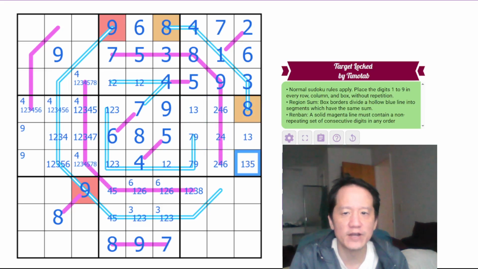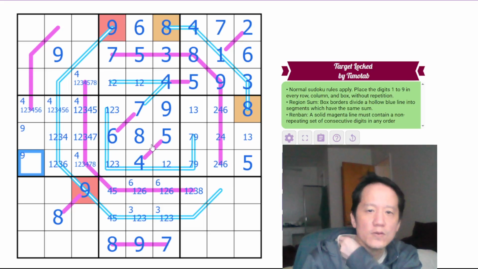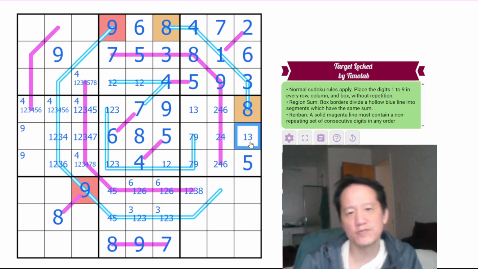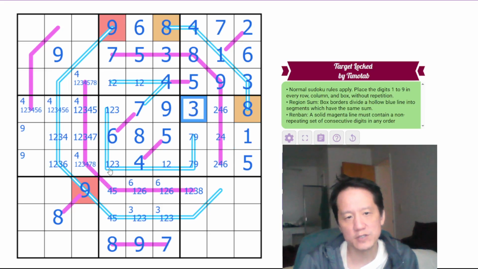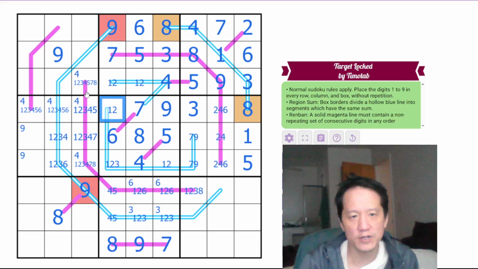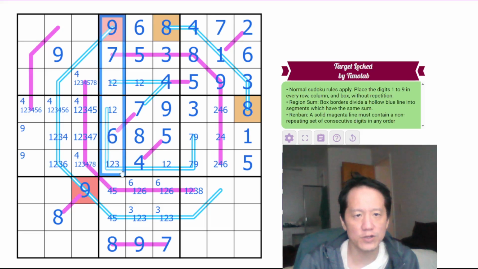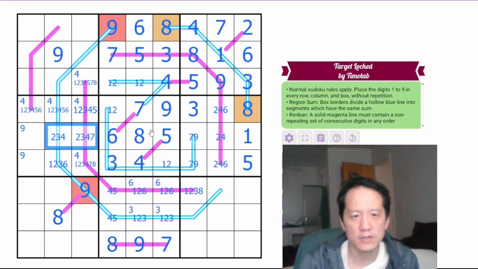Where is the 5 now in this box? It has to be here, which means none of these can be 5. This can't be 3 because of that 3, so this must be 1, which makes that a 3. This can't be 3. Now, where is the 3 in column 4? It has to be here. So this is 3. None of these can be 1. None of these can be 3.